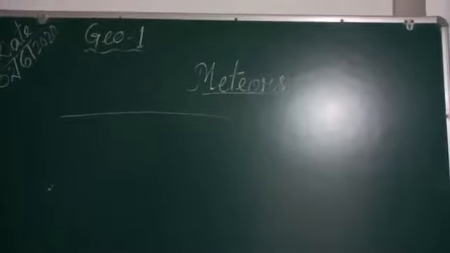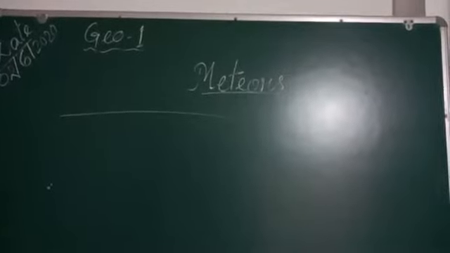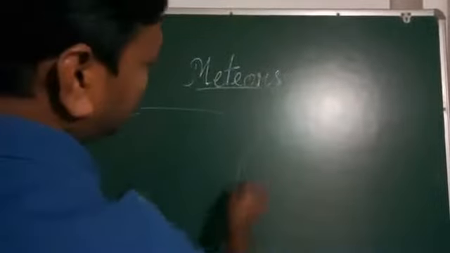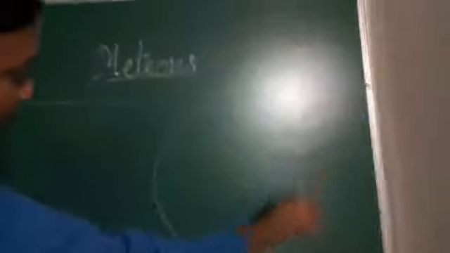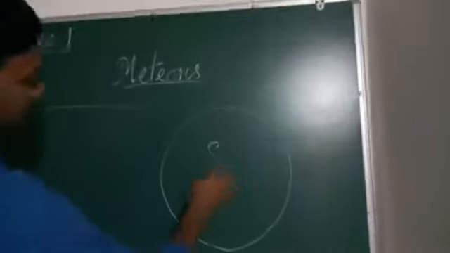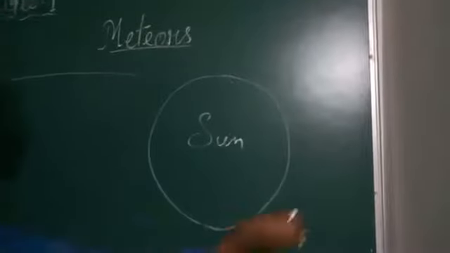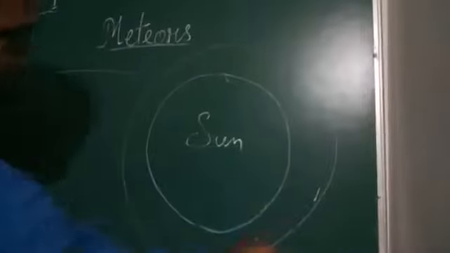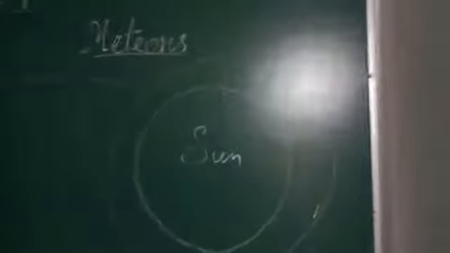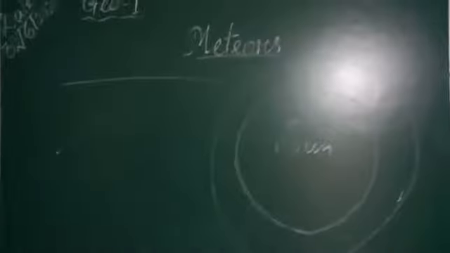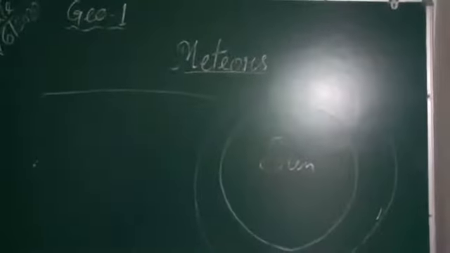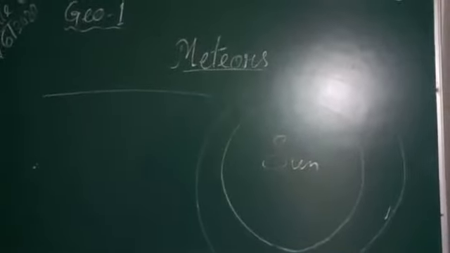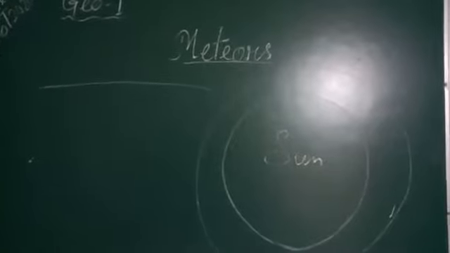What are these? Meteors are small pieces of rock revolving around the sun. So if the sun is here, these meteors revolve around the sun all the time. We can understand the presence of meteors in the sky only when they enter Earth's atmosphere.